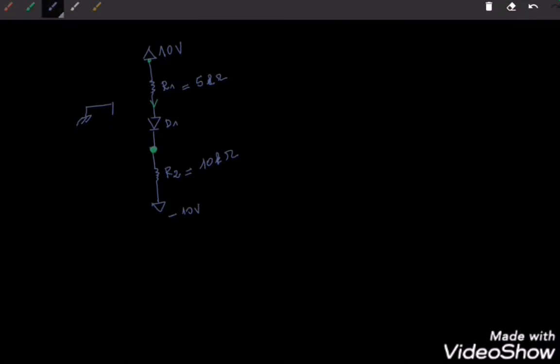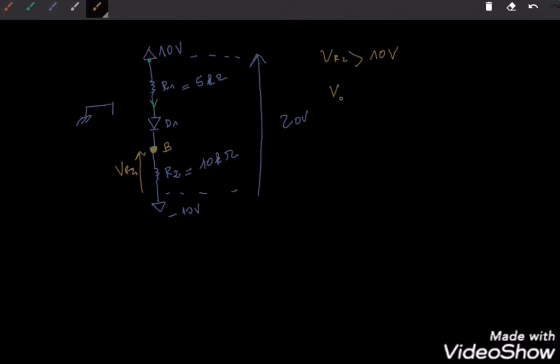So let's come back to our circuit. Here, the entire voltage drop from this point is 20 volts. But since R2 is higher than R1, the potential drop across the resistor R2 should be higher than 10 volts, right? So VR2 is higher than 10 volts. In other words, the potential in this point, let me call it B, should be higher than 0. The potential in the point B should be higher than 0.